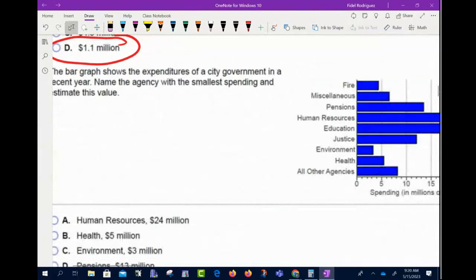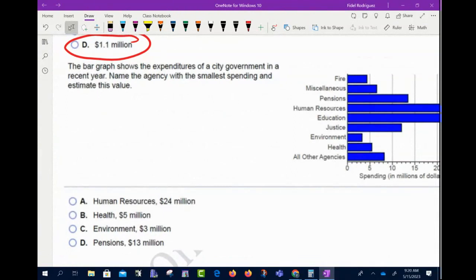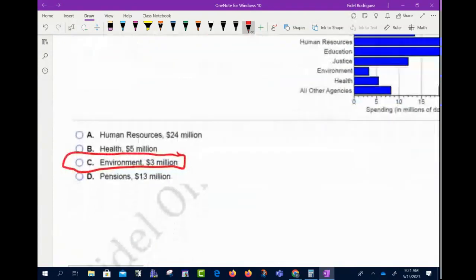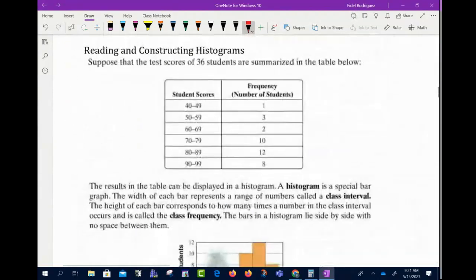All right, let's take a look at the next one. The bar graph shows, okay, name the agency with the what? Smallest spending. So which one had the smallest? Environment. Okay, so environment, guys, if I look at my choices, A, B, C, and D, what does the answer have to be? It has to be C, right? We don't even have to worry about finding the exact value because that was the only one that had environment on there, right? Okay.